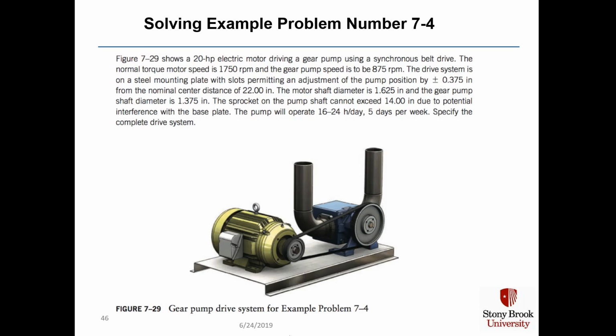The motor shaft diameter is 1.625 inches and the gear pump shaft diameter is 1.375 inches. The sprocket on the pump shaft cannot exceed 14 inches due to potential interference with the base plate. That's shown here. I'll bring you over there with my mouse. If this sprocket gets too large, the outside diameter of the sprocket will hit this base plate. That's what they're referring to. Our pump will operate 16 to 24 hours a day, 5 days a week, and your job is to specify the complete drive system.